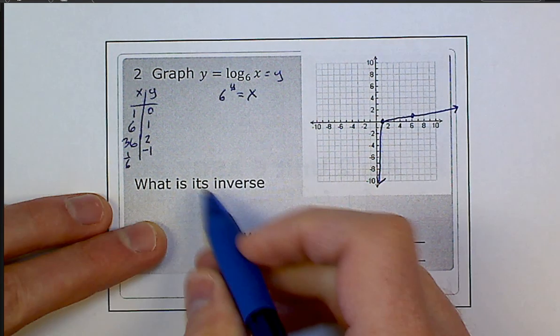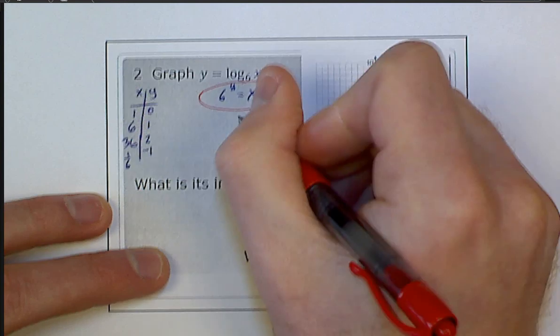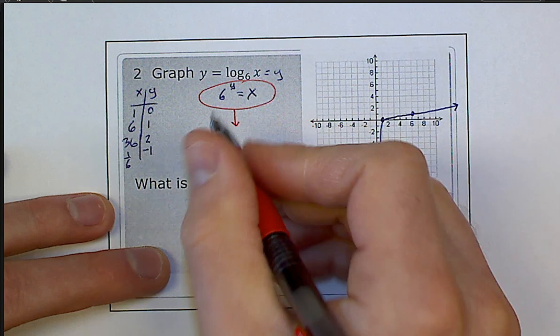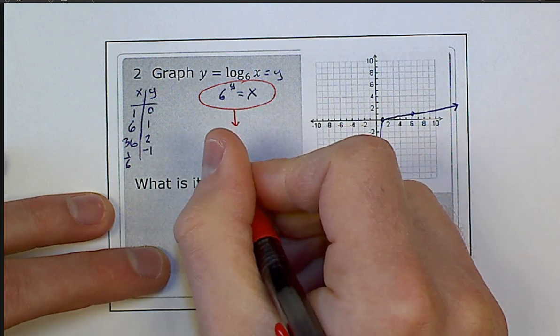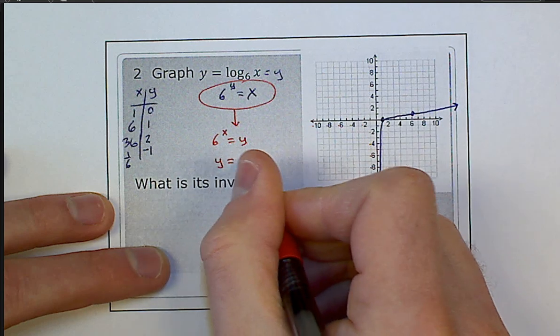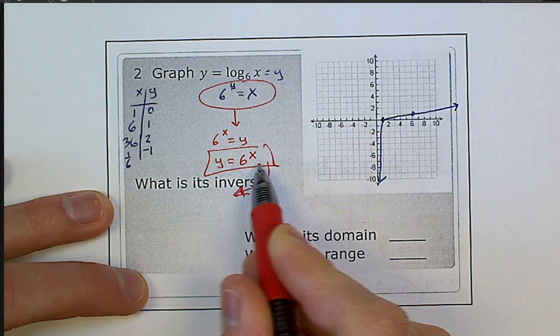Inverse. What do we do with inverse, or how do we find the inverse? We're going to write the inverse by switching the x and the y, so that's going to become 6 to the x equals y, and then I just rewrite it to be y equals 6 to the x. That is the inverse. To answer that question, this is the inverse function.